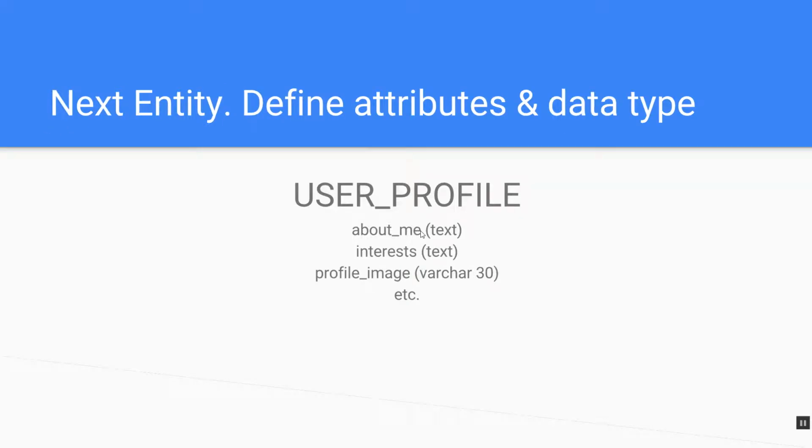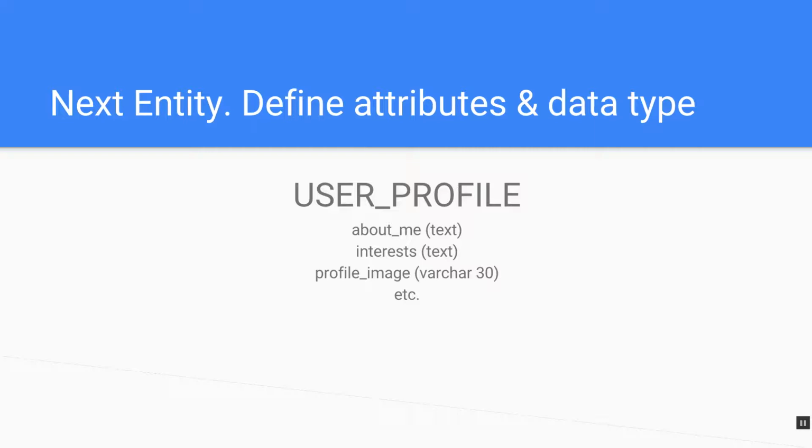Okay, then you're going to go to the next entity, define the attributes and the data type. Again, I didn't put much in here because this really depends on the idea of your site. So maybe I just have an about me, and what I put here is text. Shorter character fields for short words, names, things like that, can be varchar. But with something that you expect them to write, maybe a paragraph, you're going to want to use a text data type.